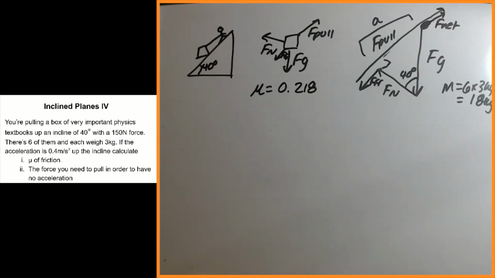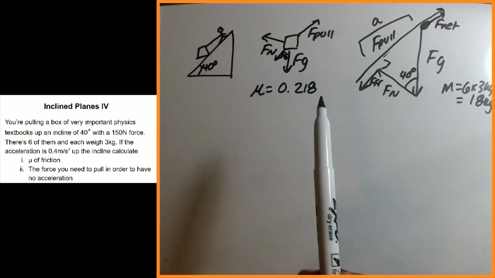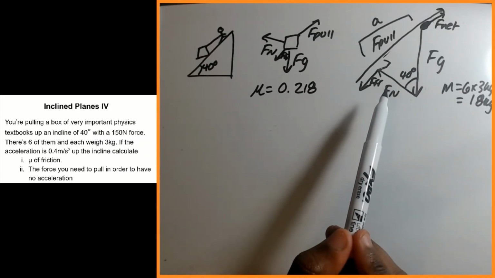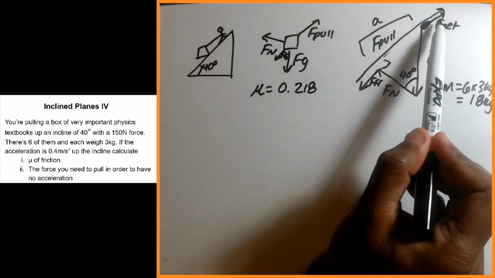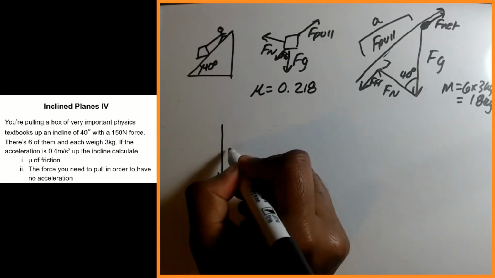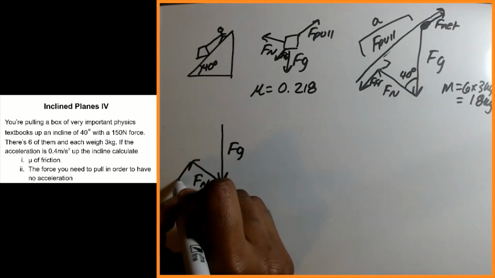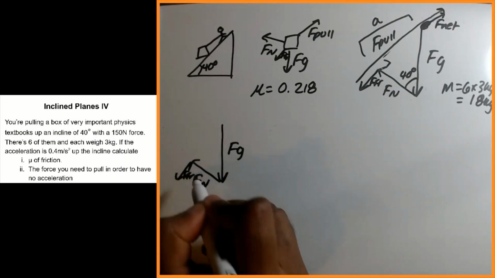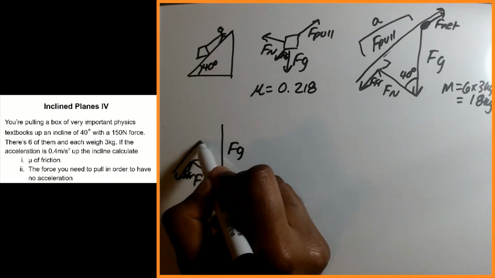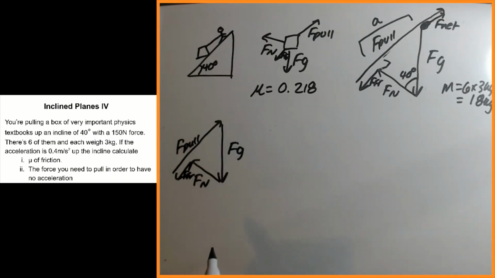So this one's saying if there is no F net, so no acceleration, what does F pull have to be? All right, so all the forces are still the same. The vector addition diagram is the only thing that's different. So this component here is just cut off. So our diagram is going to look like this. So you have Fg, Fn, F of friction, and then F pull is just going to join up with Fg.